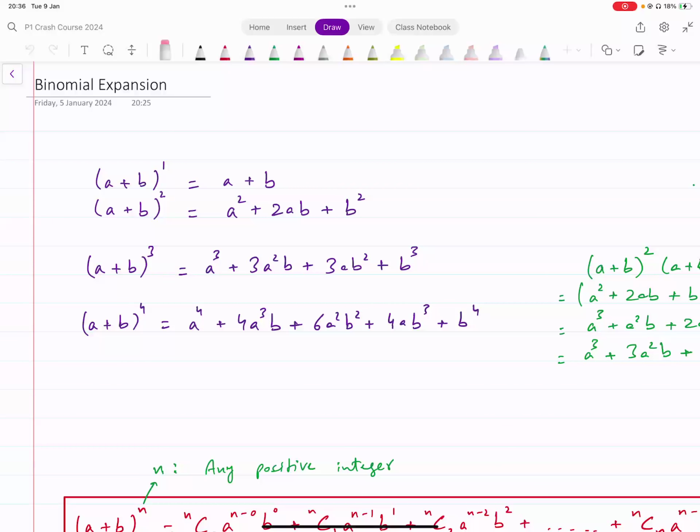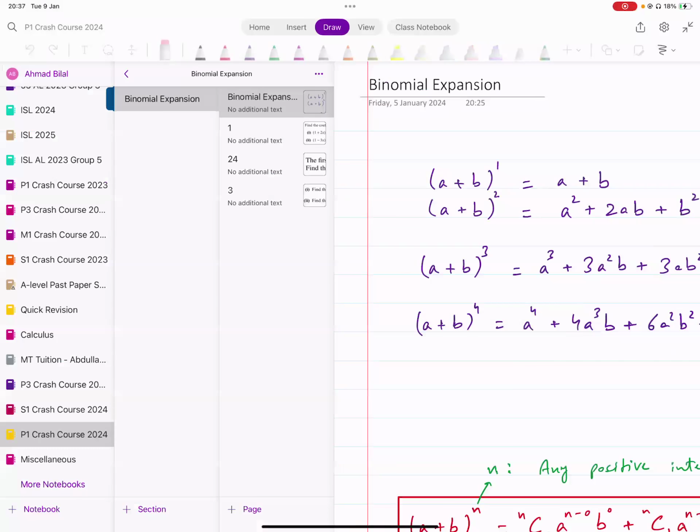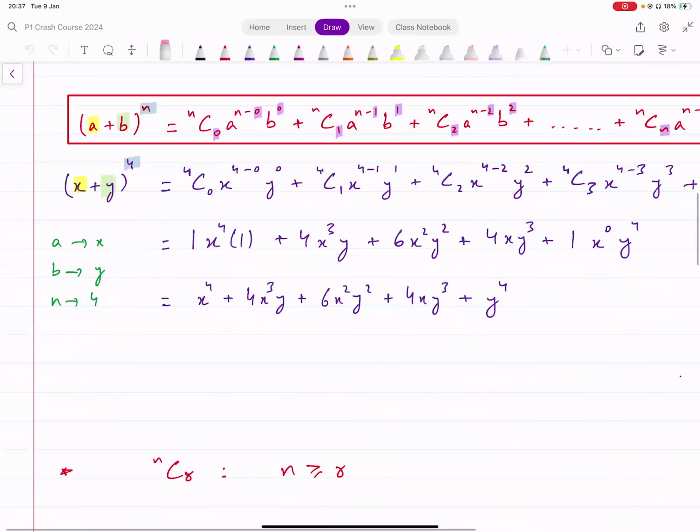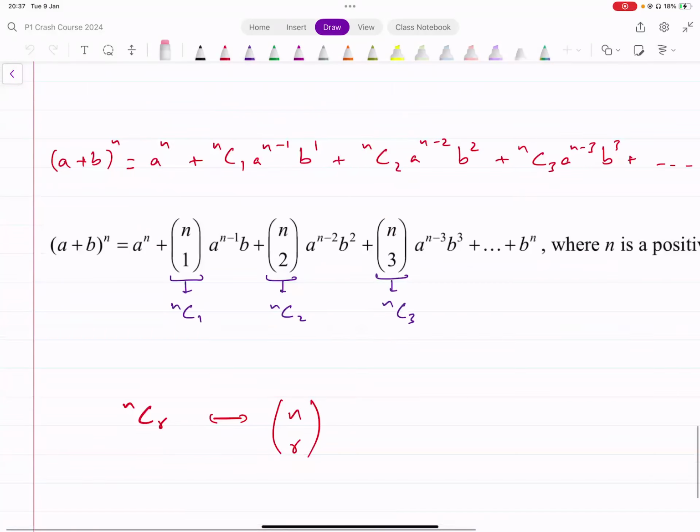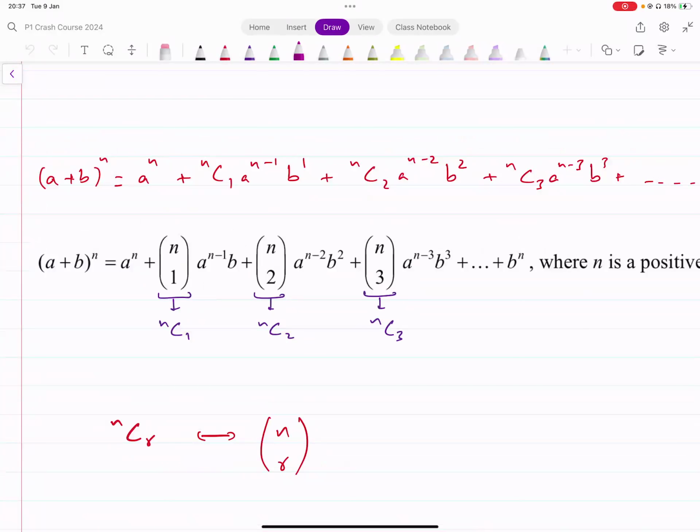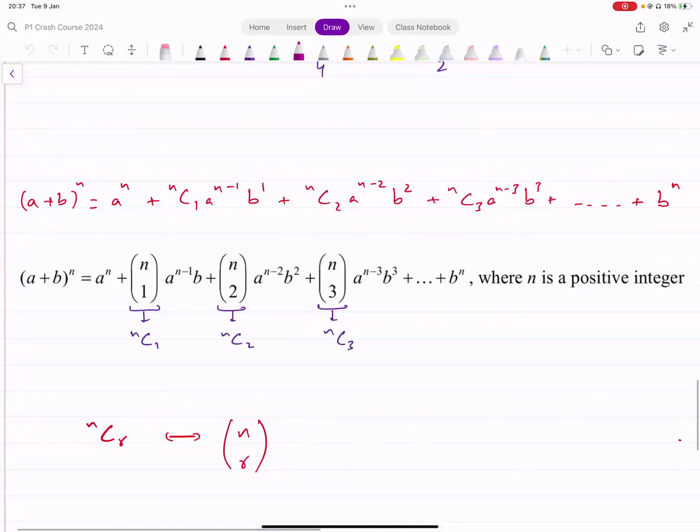All right, so this is what we did in the last session. We talked about the formula that we have for binomial expansion that looked like this: a raised to power n plus nC1 a raised to power n minus 1 into b raised to power 1, and so on. In the formula sheet, we have a slightly different form in which they use this notation, n1, n2, n3 like this. We need to be familiar with this notation as well. We need to understand that n1 like this means nC1, this is nC2, and this is nC3, and so on.